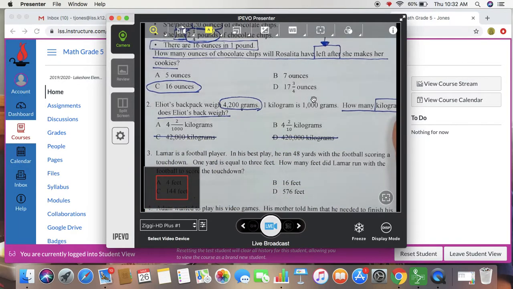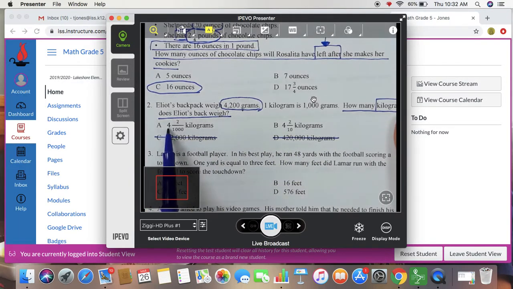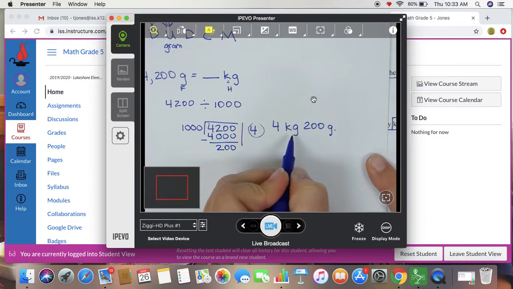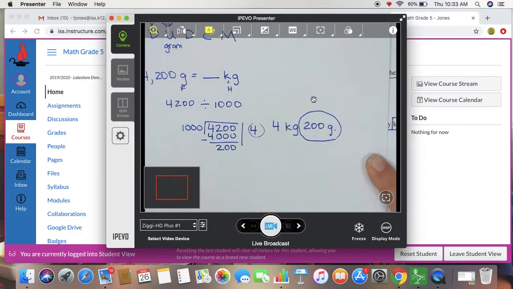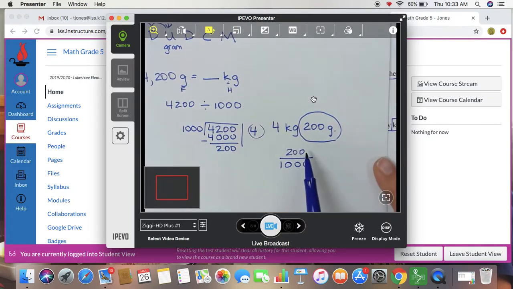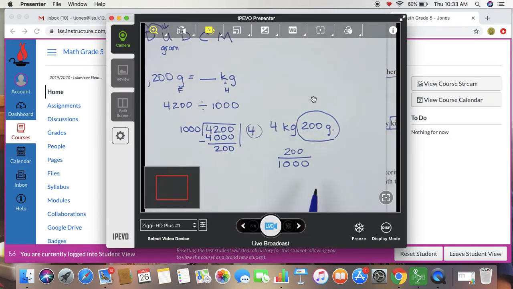My choices have gotten down a lot. So this is 4 and this is 4. Same as we got in our division problem where we said 4 kilograms when we did our original division. Now we just have to worry about these 200 grams. Okay, so 200 grams is out of what a full kilogram would be. And a full kilogram would be 1,000 grams. So we have 200 out of the 1,000 original grams.